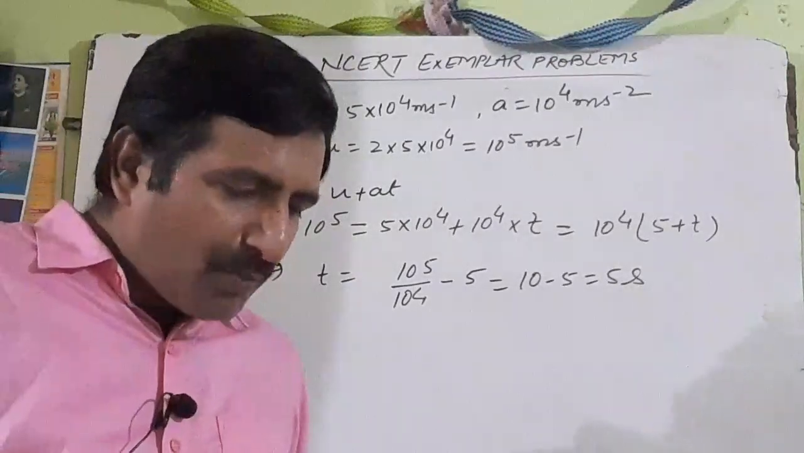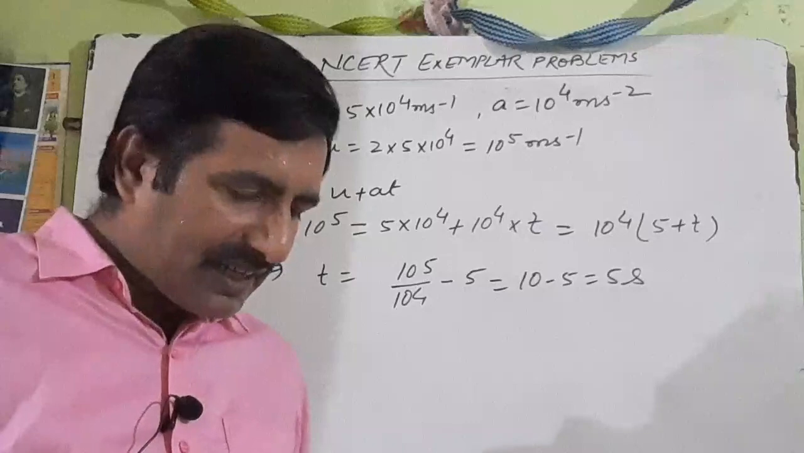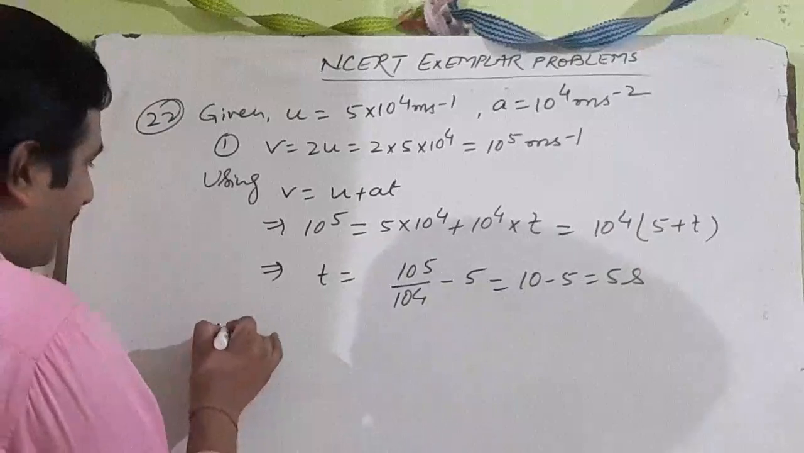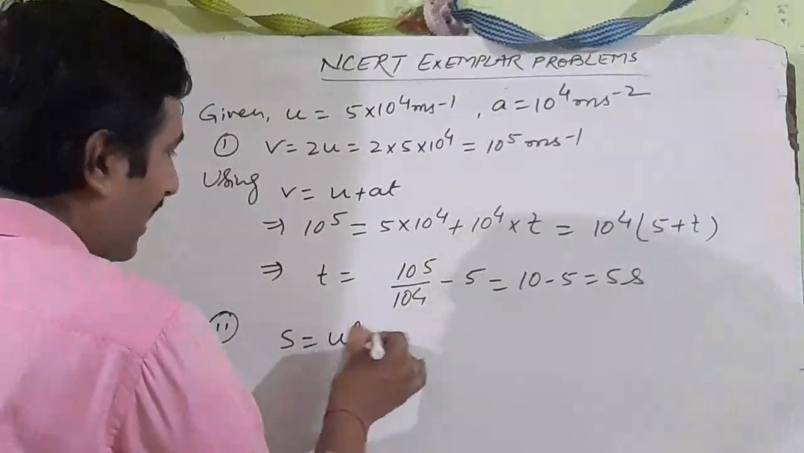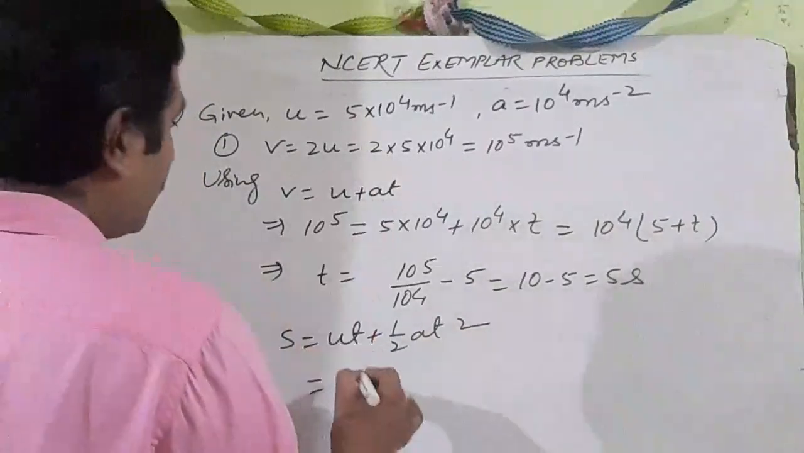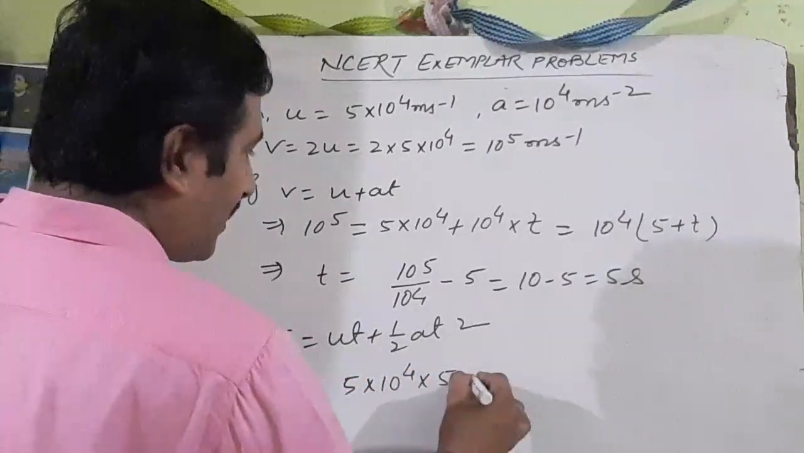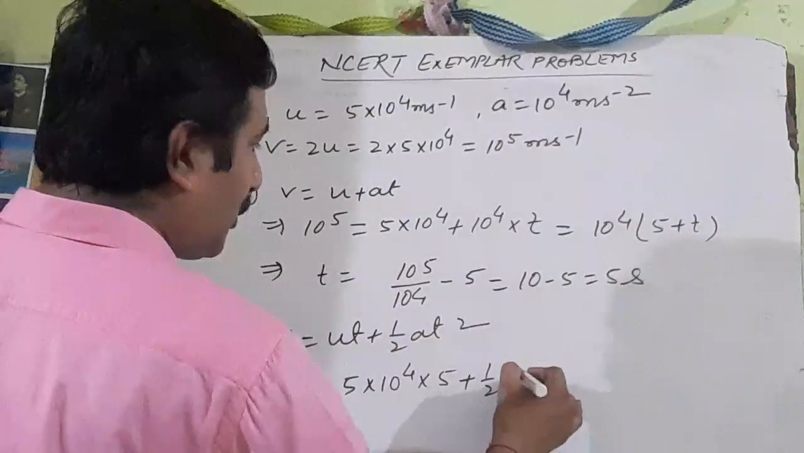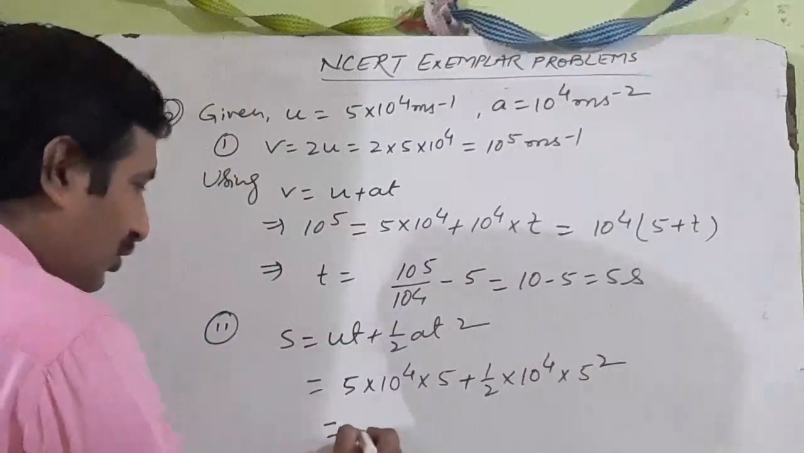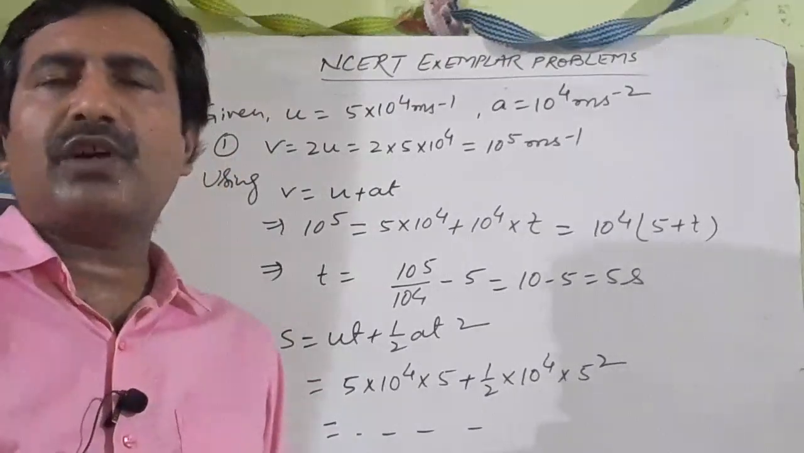Second part, how much distance the electron would cover in this time, means you have to find the distance covered by the electron during this time. So distance can be obtained by using S is equal to ut plus half at square. You can put the value of u. U is 5 into 10 power 4 into t is 5 seconds plus half a is 10 power 4 into t square. T square means 5 square. And I think you can solve this to get the final answer, because this is the easy solution. You should solve it yourself.